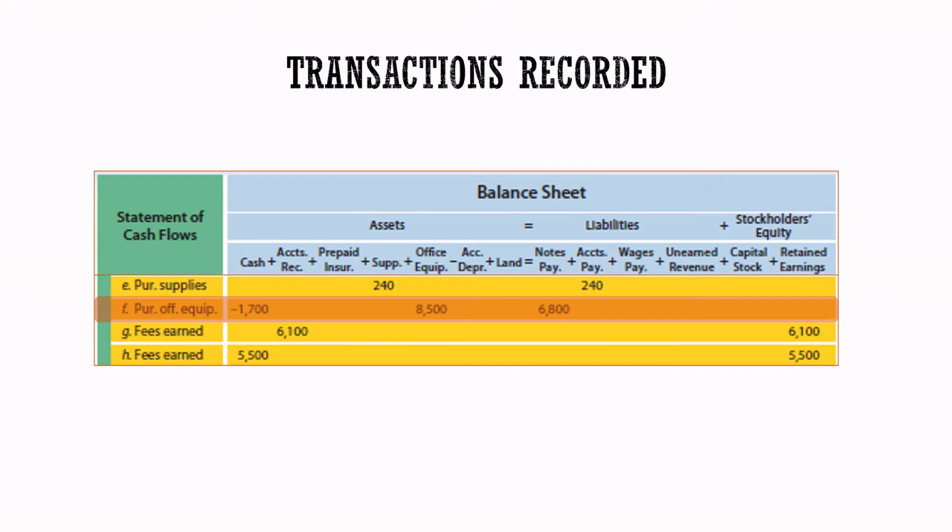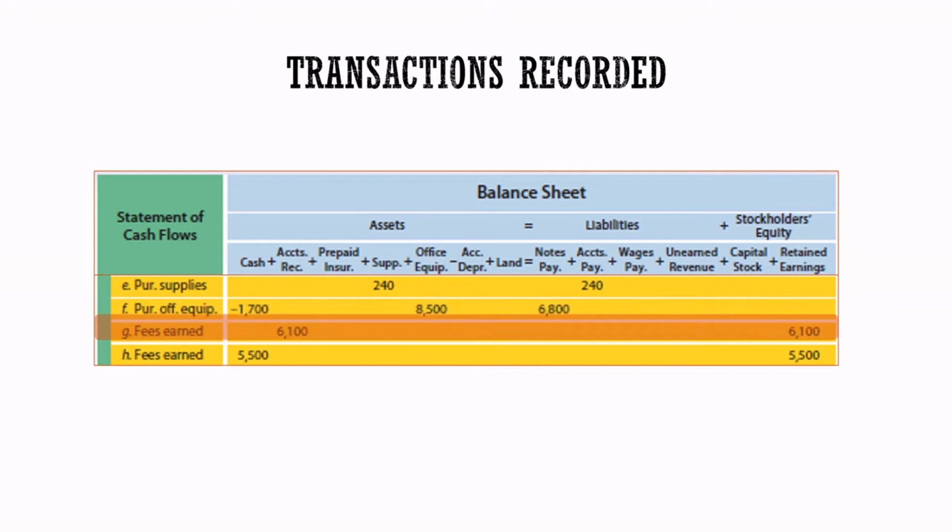The company provided services of $6,100 to patients on account. This transaction was recorded as an increase in accounts receivable, which is an asset account, and an increase in revenue, which is a shareholder's equity account.